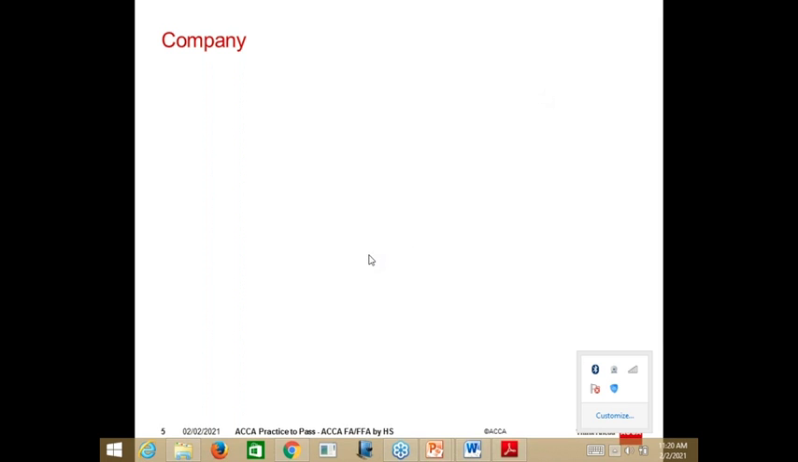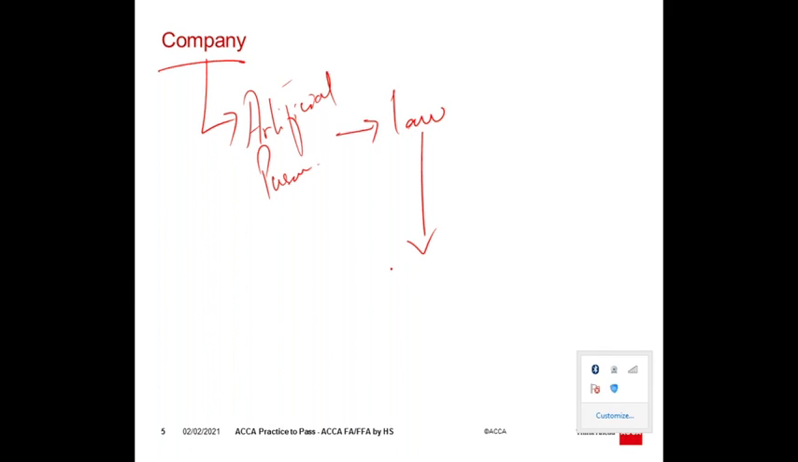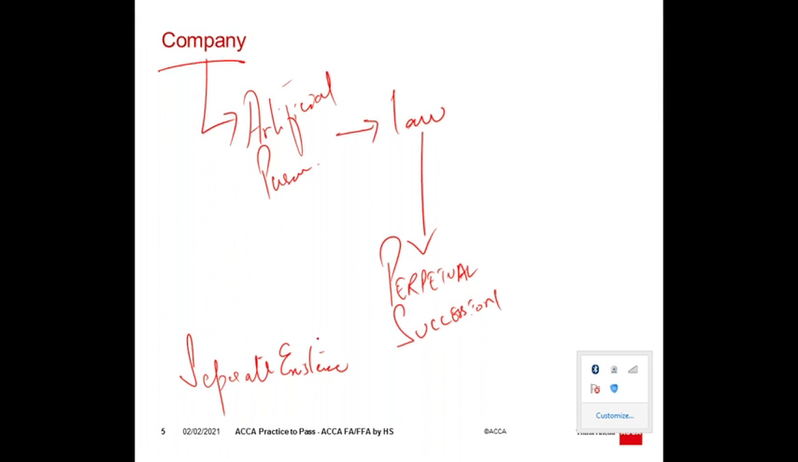Okay, so let's start topic, company accounts. What is a company? Company is basically a separate legal entity, is usually called artificial person, created by law, having perpetual succession and separate existence from its founding. These are the key points that you should know about the company.